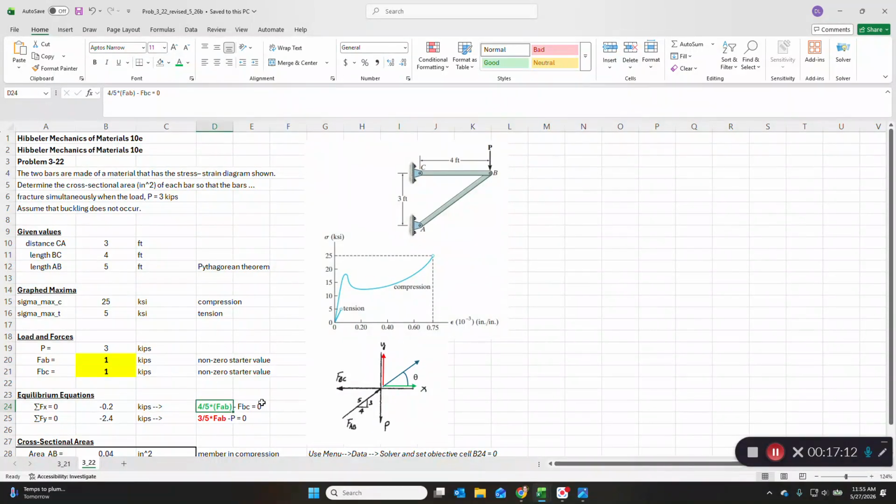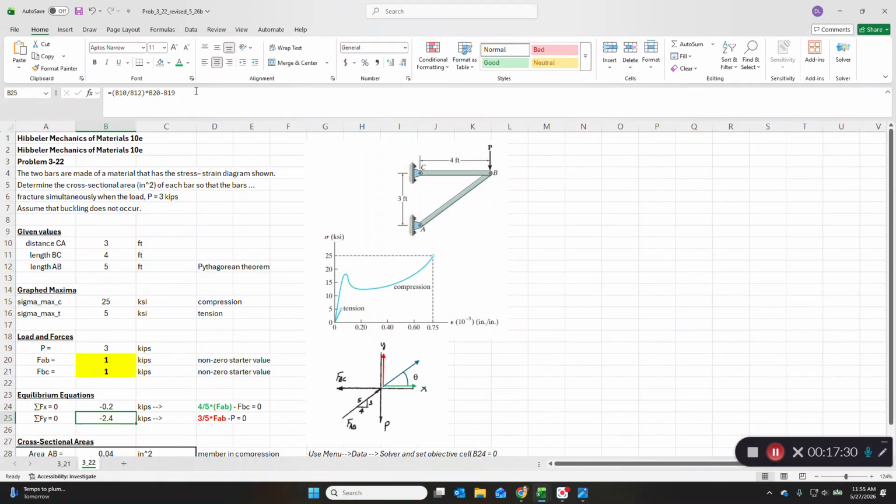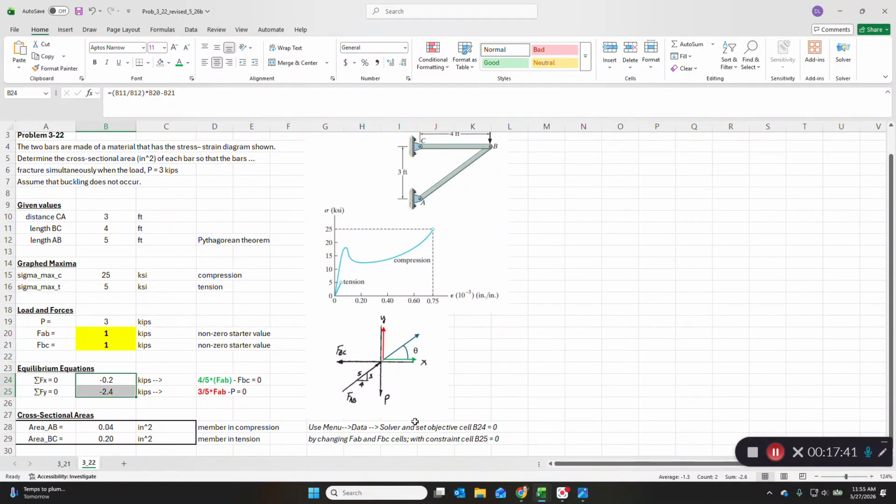So you've got two equilibrium equations and two unknowns. If I set the sheet up to solve for those, 3/5 and 4/5 minus F_BC and F_AB, assuming that F_BC and F_AB are 1, or dummy values here in these cells, I just use the cell references to solve those, and they should be 0 because the bar is in equilibrium until fracture. They're not 0, so what do we have to do? Well, we have to use Solver here.